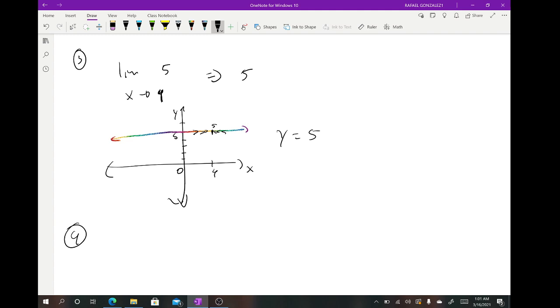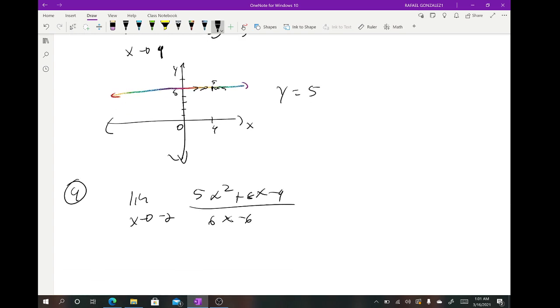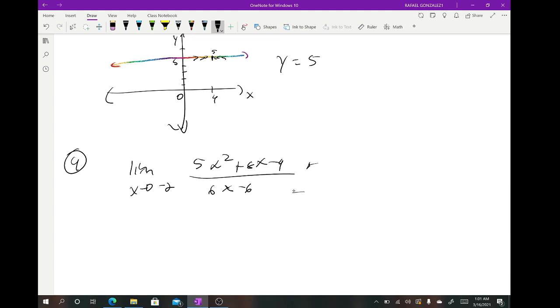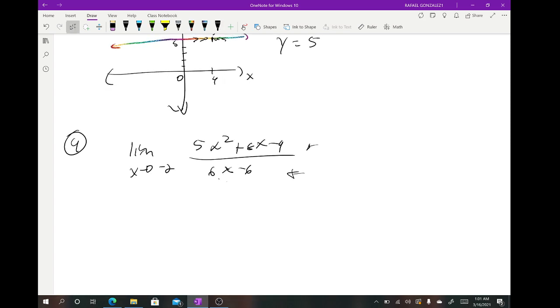What about a more challenging problem? What about this one? The limit as x goes to minus 2 of 5x squared plus 8x minus 4 divided by 6x minus 6. Now this is a rational expression, and we're taking the limit as x goes to minus 2. And this is something important: if the denominator is continuous, like in this case it is, and there are no holes by plugging in -2, then we simply use direct substitution. So wherever we see an x, we can plug in -2 and take the limit that way.